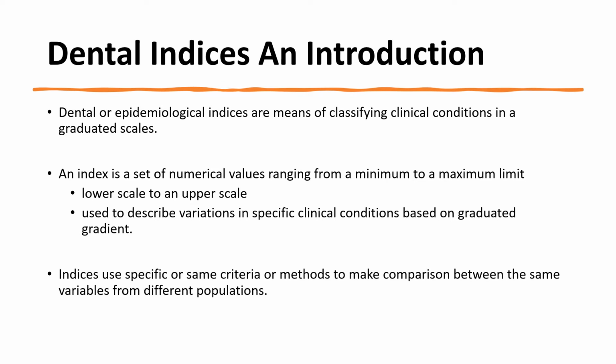So dental indices, let's look at an introduction to dental indices. By definition, what are dental indices? Dental or epidemiological indices are means of classifying clinical conditions in a graduated scale. What that means is that when you have a clinical condition, say periodontal disease, for example, you see 3 people or 5 people that are suffering periodontal disease, and then you look at the severity of the periodontal disease, their complaint is not exactly the same.